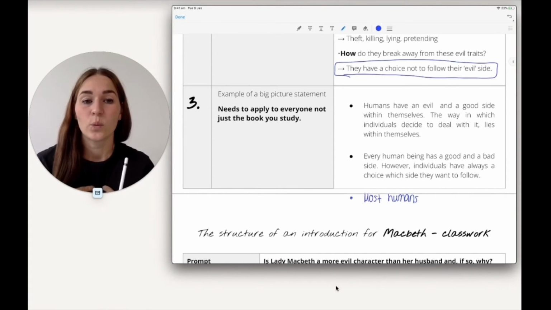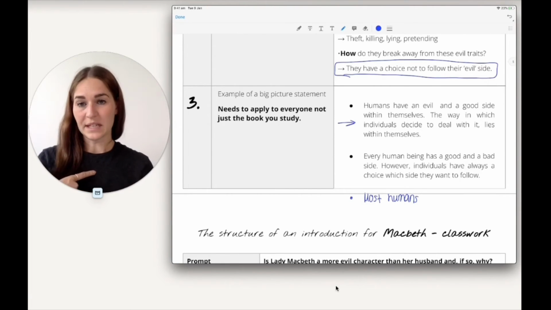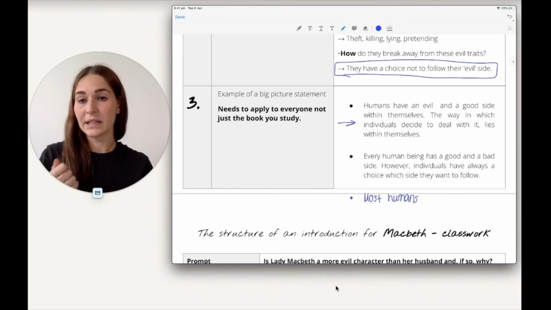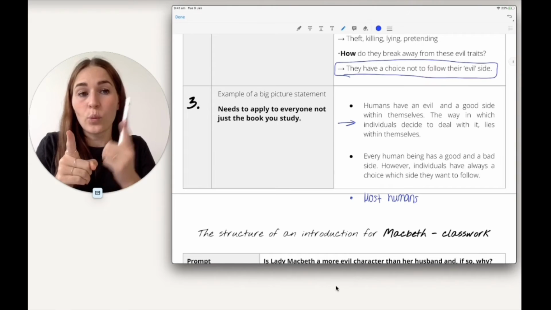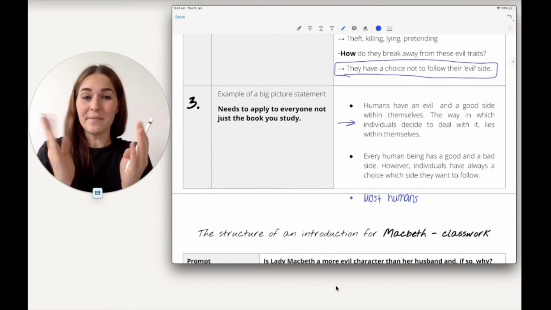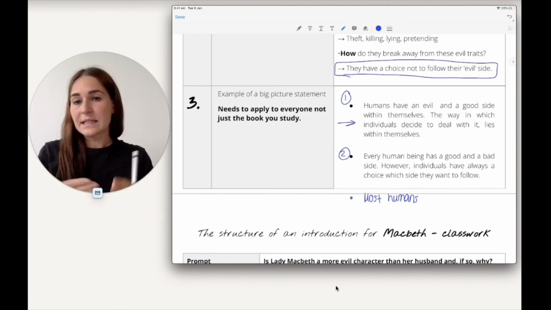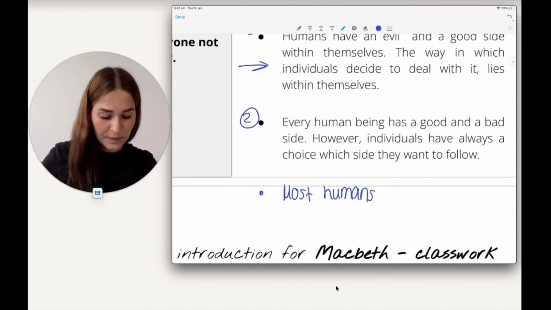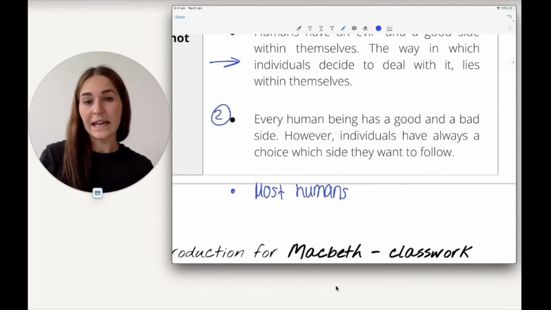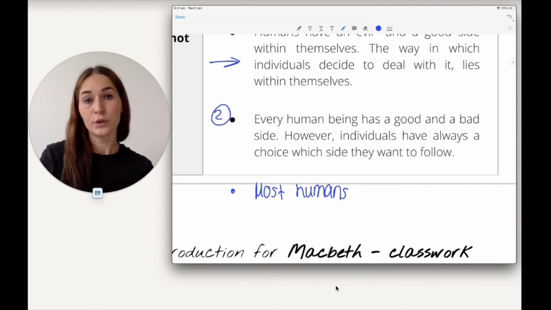The way in which individuals decide to deal with it lies within themselves. Okay? It basically means everyone has a good and a bad side, and you decide which side you want to follow. Okay? That would be option one. Another option, it says the same thing, just with different words. Could be every human being has a good and a bad side. However, individuals always have a choice which side they want to follow. Okay?